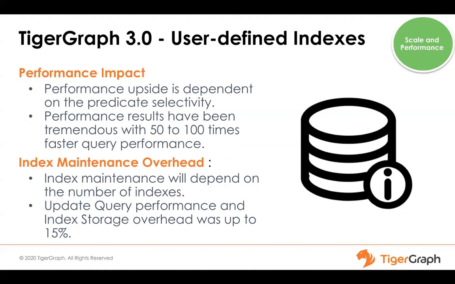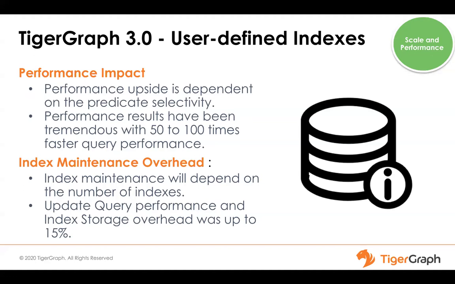Performance impact is dependent on the selectivity of the predicate. So there's no one answer. But in our tests, in the most common use cases, we've seen tremendous results. In some cases, anywhere from 50 to 100 times faster query performance. And we've seen that in our beta program with our early adopters, that the results have been really promising. And we're actually working on benchmarking to provide more concrete results. Those would be shared soon.